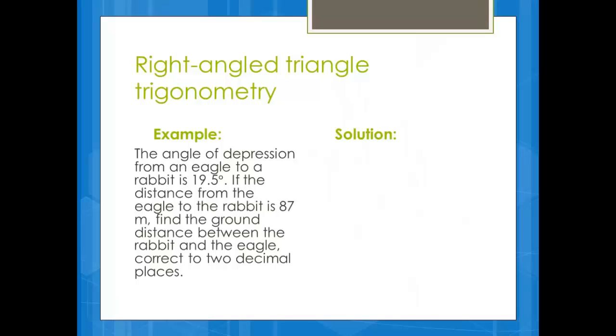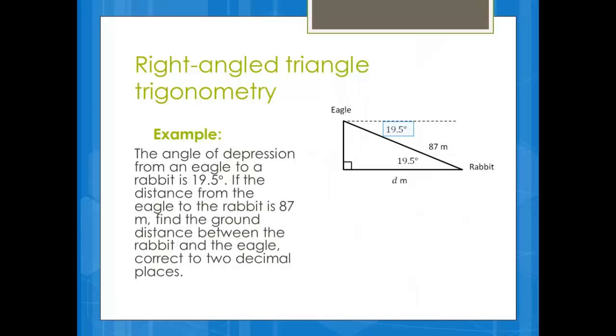In this example, we need the cos ratio since we are given the value of the hypotenuse and asked to find the side adjacent to the known angle. The angle through which the eagle looks down from the horizontal is 19.5 degrees. Using parallel lines, we can see that this is the same as the angle of elevation from the rabbit to the eagle. Substituting our values into cos theta equals adjacent on hypotenuse gives cos 19.5 degrees equals d over 87.